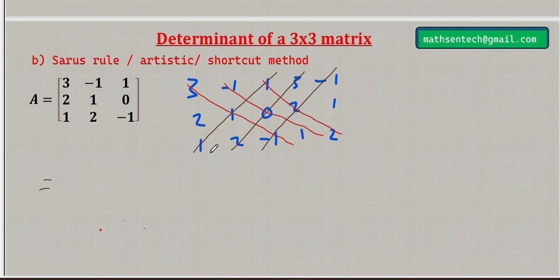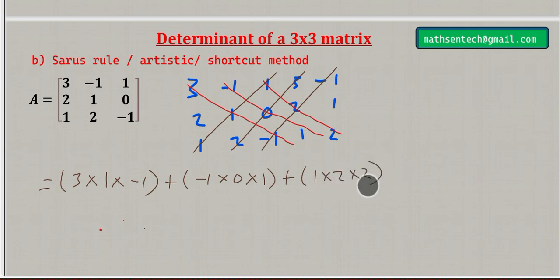So the first diagonal is 3 multiplied by 1 multiplied by negative 1, then plus the next one is negative 1 times 0 times 1, then plus the last one is 1 times 2 times 2. Okay, now all this you're supposed to minus.